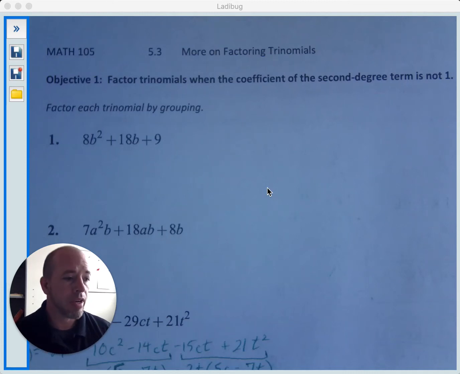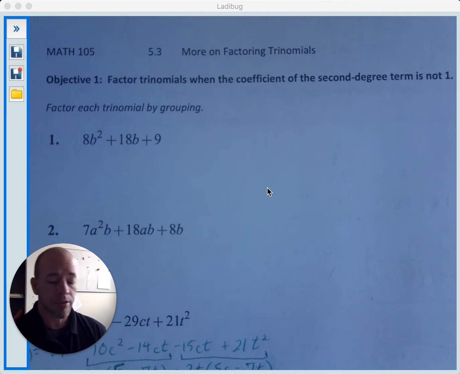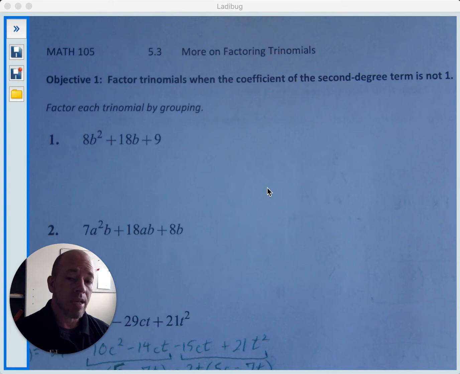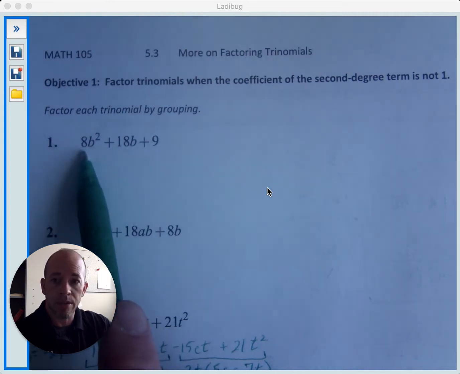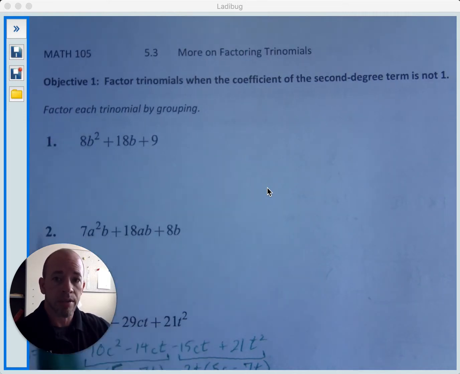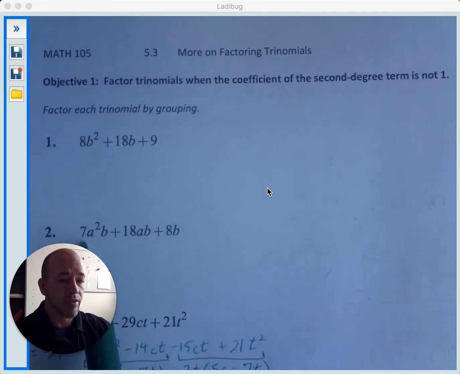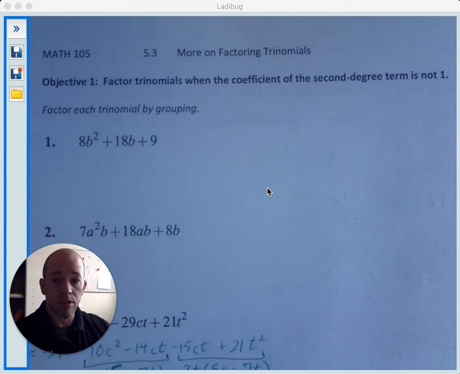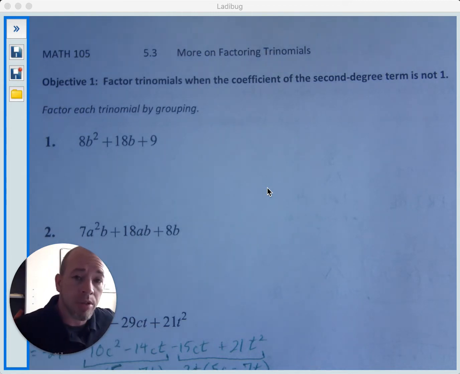Hello Math 105, we're ready for section 5.3 and this is more factoring trinomials. In this section we look at some of the harder trinomials there are to factor, and what makes them harder is we have a leading coefficient that is not 1. Like here we have an 8 in front of the b squared, here we have a 7 in front of this first term, and so on. So we're going to have something that's not 1 there, which requires we use a slightly different process.